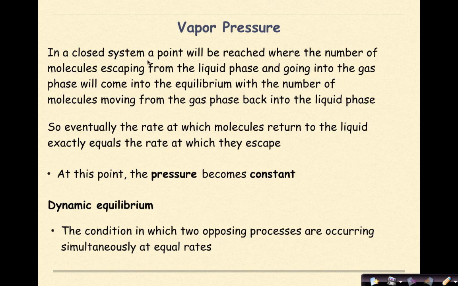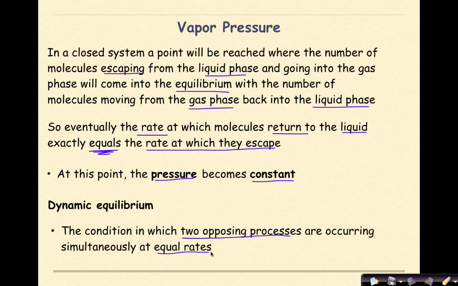So in a closed system, a point will be reached where the number of molecules escaping from the liquid phase and going into the gas phase will come into equilibrium with the number of molecules moving from the gas phase back to the liquid phase. So eventually, the rate at which molecules return to the liquid exactly equals the rate at which they escape. At this point, the pressure becomes constant. We call this dynamic equilibrium, the condition in which two opposing processes are occurring simultaneously at equal rates.